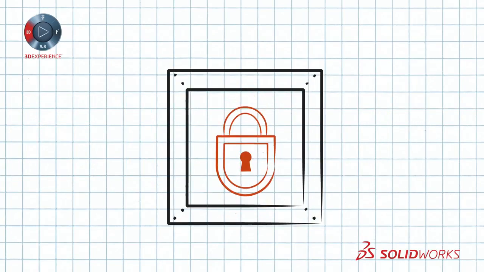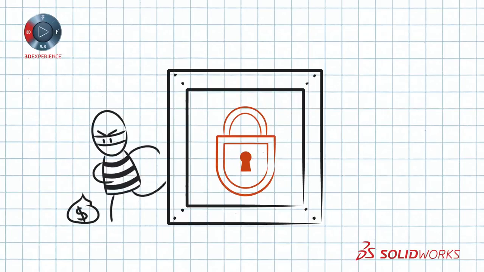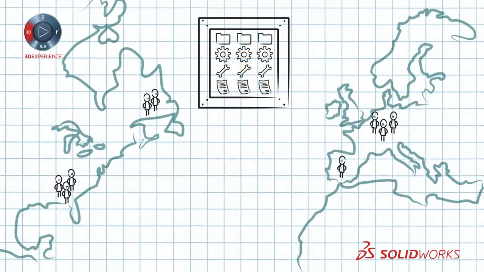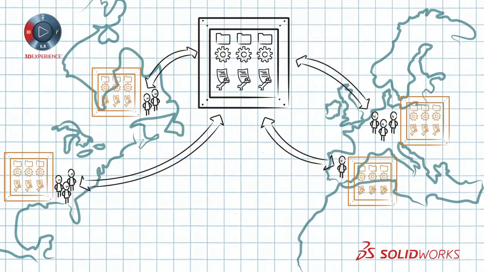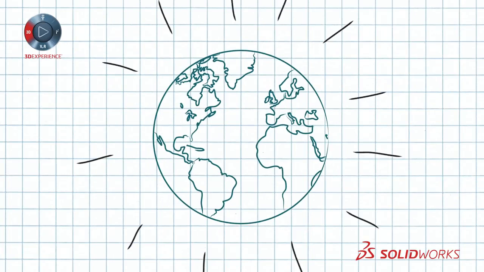And you can set security so that only the people you want have access to your files whenever they need them. Even if your design team is spread around multiple locations, PDM gives them quick access to your data. Data stores can be replicated locally and synced automatically for instant access from anywhere in the world.